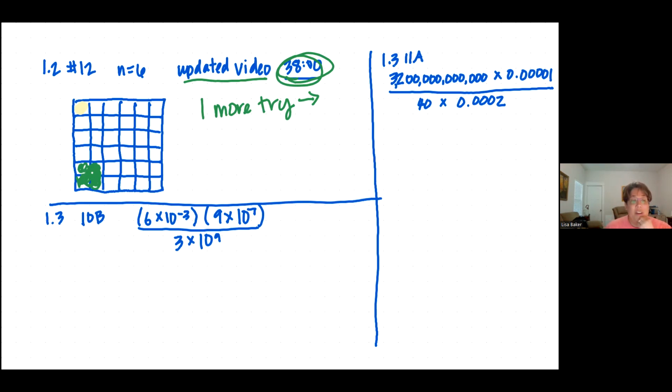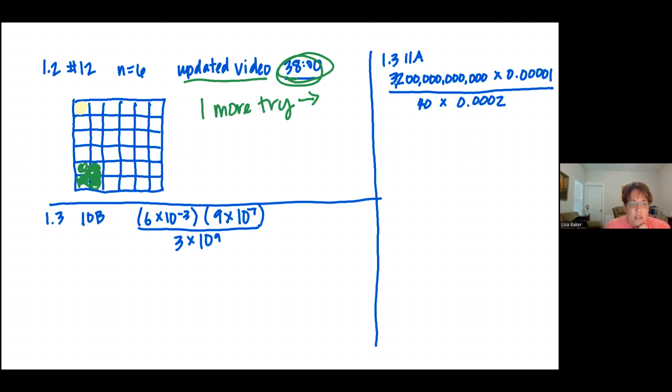Now let's go on to section 1.3, number 10 and 11. These problems are going to be calculator problems that are a little tricky, but we'll work through these. On number 10, I'm going to work each one of these out over here off to the side.